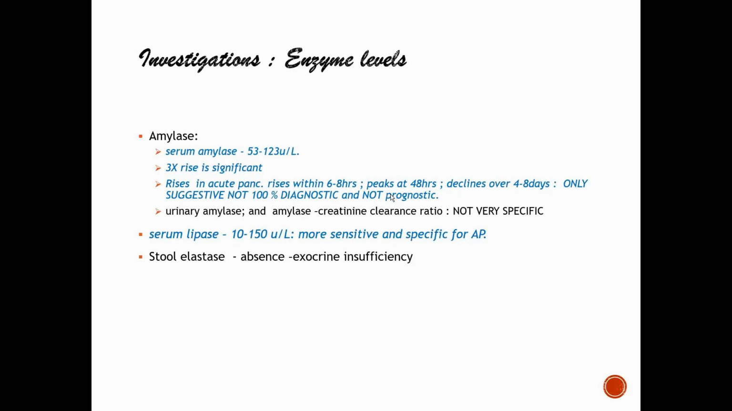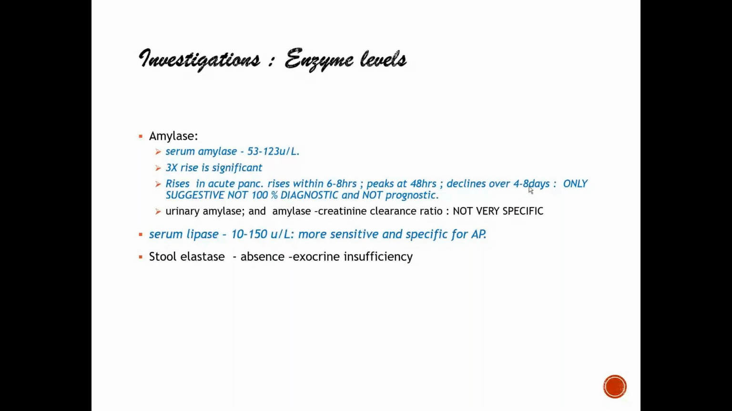What is required is there should be an elevation of 3 times. But the prime question is, when should the amylase be elevated? Now the patient has an attack, let's say at 8 o'clock in the morning, and you get an amylase level done at 12 o'clock, suspecting acute pancreatitis. Do you believe the amylase would rise at this point of time? No, it would not. It starts rising at 6 to 8 hours, peaks at 48 hours, and declines after 4 to 8 days. These things are very, very important. This chronology is very, very important when you talk about serum amylase.